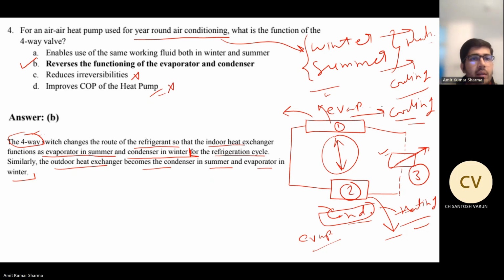Option A, it enables use of the same working fluid both in winter and summer. The working fluid will always remain the same, so we are not talking about doing anything with the working fluid. We have to reverse the functioning. Option A is also wrong.